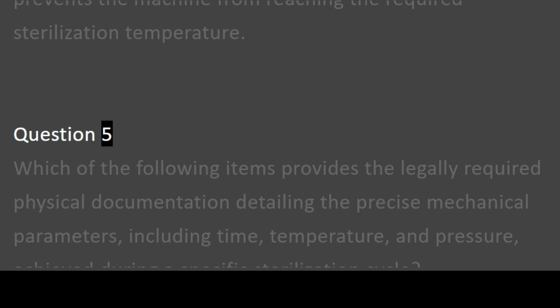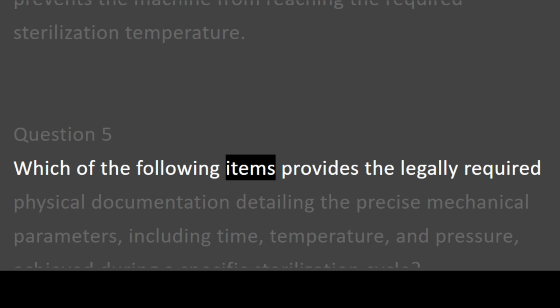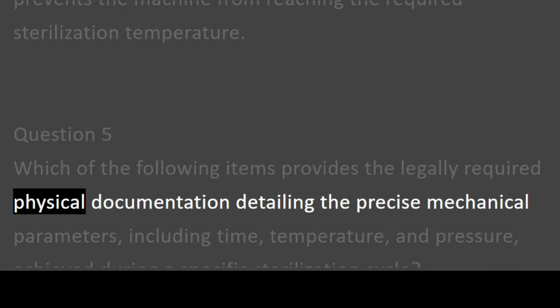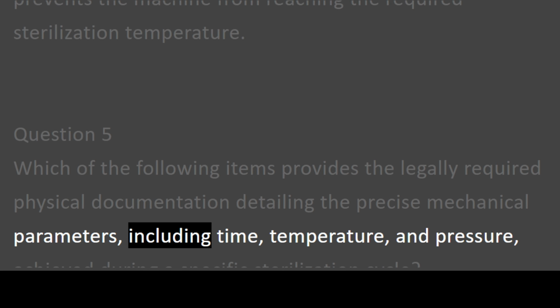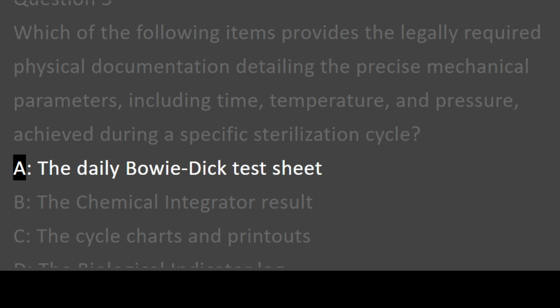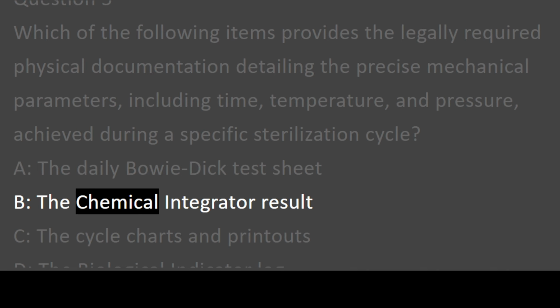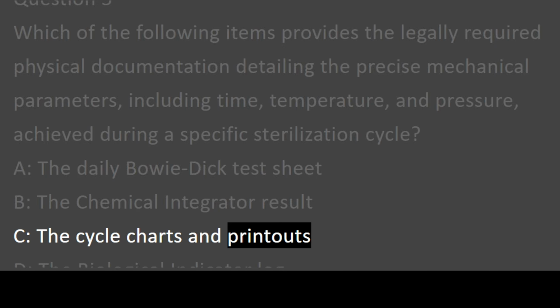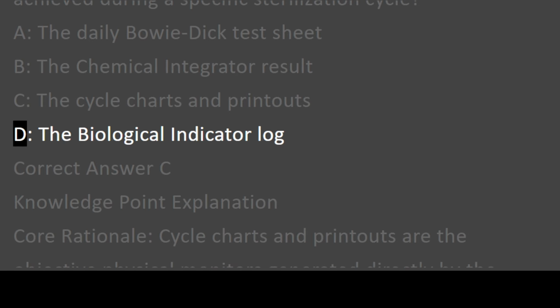Question 5. Which of the following items provides the legally required physical documentation detailing the precise mechanical parameters, including time, temperature, and pressure, achieved during a specific sterilization cycle? A. The daily Bowie-Dick test sheet. B. The chemical integrator result. C. The cycle charts and printouts. D. The biological indicator log.